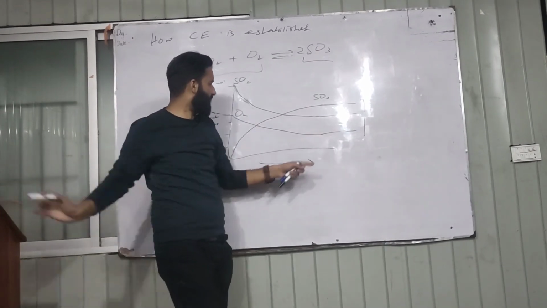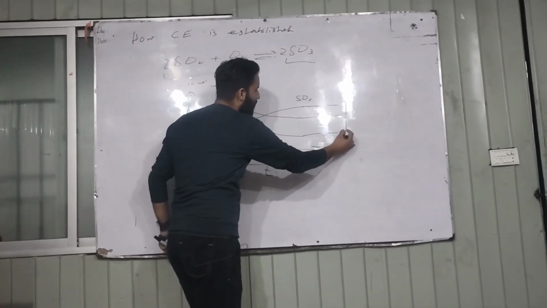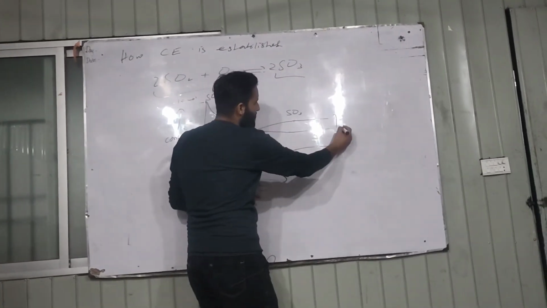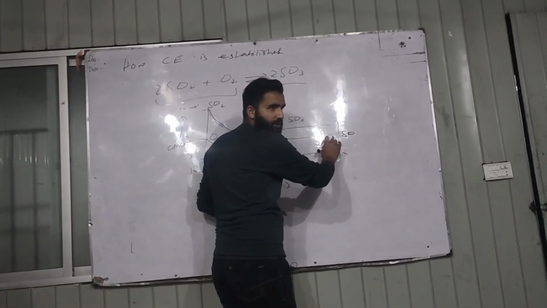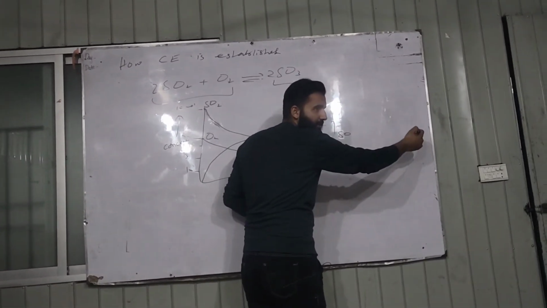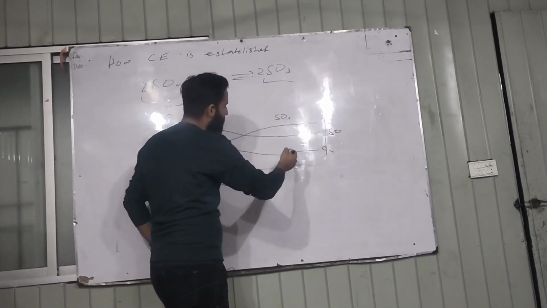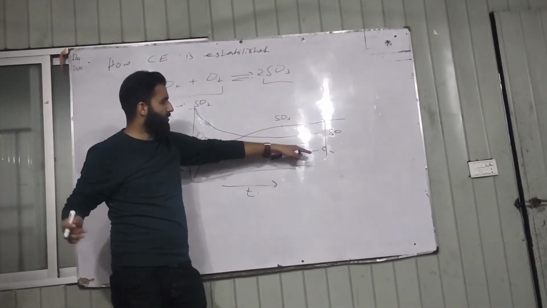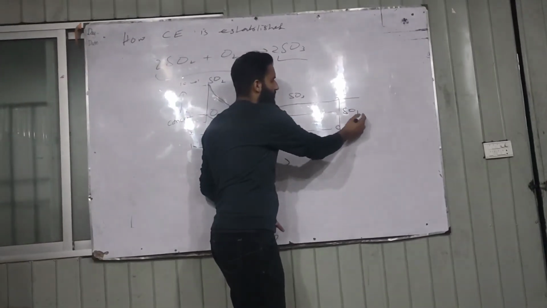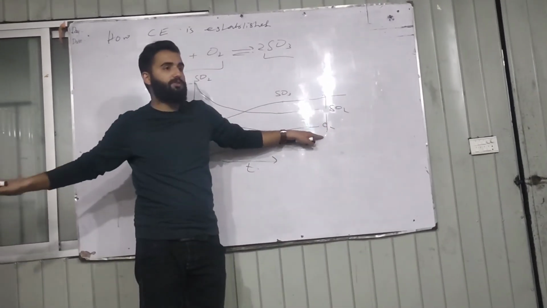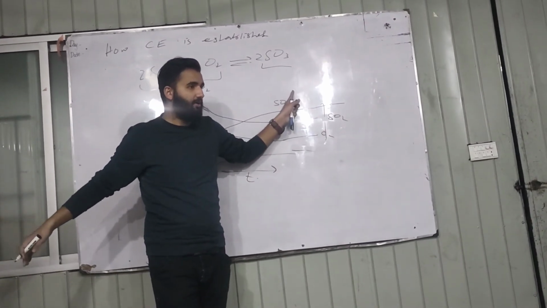Here you can see that with the passage of time there is no increase in oxygen concentration, and no change in SO2. It is not decreasing or increasing anymore, it is just a straight line. Here also you can see that SO3 is not changing with respect to time, because no more sulfur dioxide is reacting with oxygen to produce sulfur trioxide.